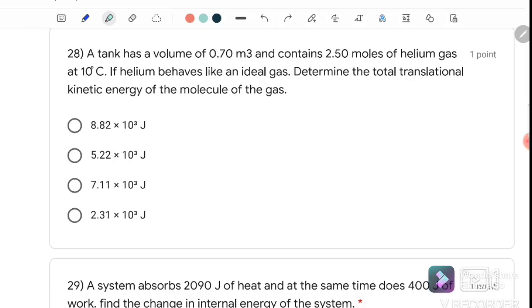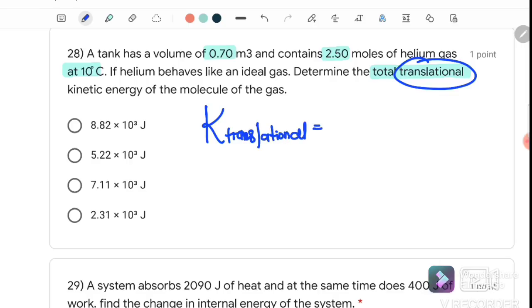Question number 28. A tank has a volume of 0.7 meter cube and contains 2.5 mole of helium gas at a temperature of 10 degrees Celsius. If the helium behaves like an ideal gas, determine the total translational kinetic energy. When you look at this word translational, it means that it only involves linear motion. So for K translational, the degrees of freedom, we will only take 3. So it's 3 over 2 nRT or 3 over 2 nkT.